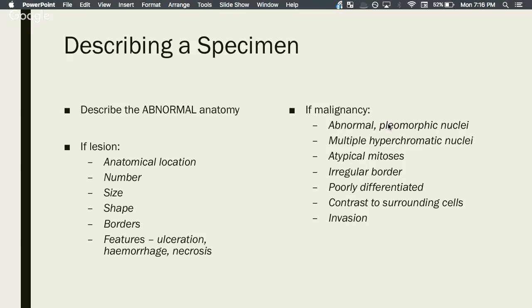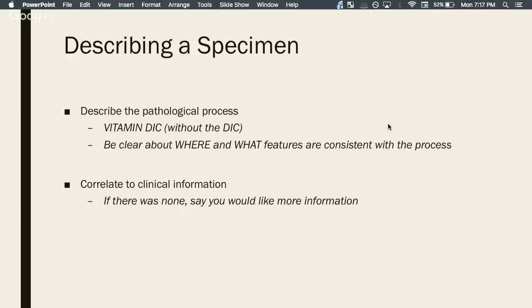So if it's something neoplastic, just go with all your neoplastic buzzwords. That should get you the marks. So if it's malignant and it's on a histological slide, you can say: abnormal, pleomorphic, hyperchromatic nuclei with atypical mitosis, irregular border that's infiltrative, poorly differentiated, and in stark contrast to surrounding cells. That's pretty much what you would say for any malignancy. And only then do you move on to potential diagnosis.